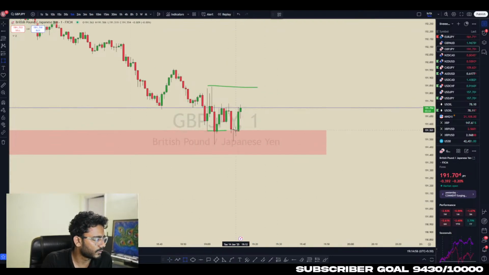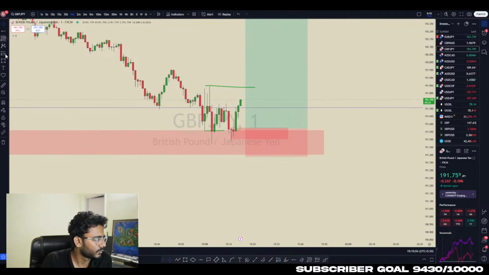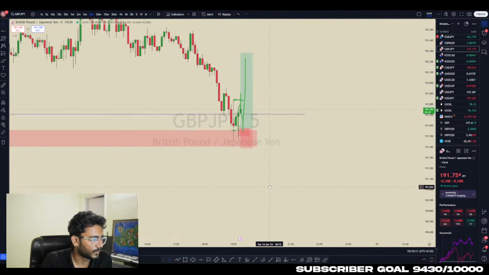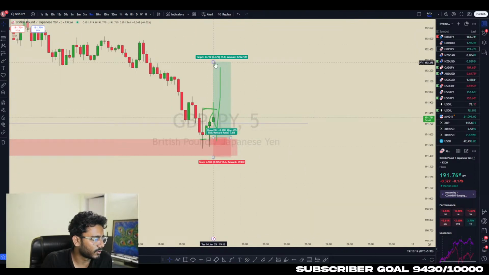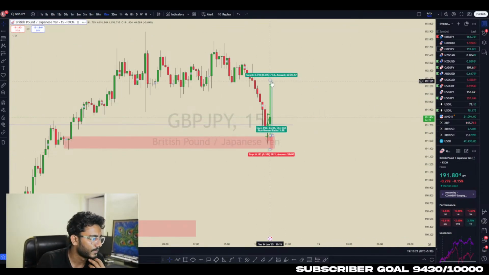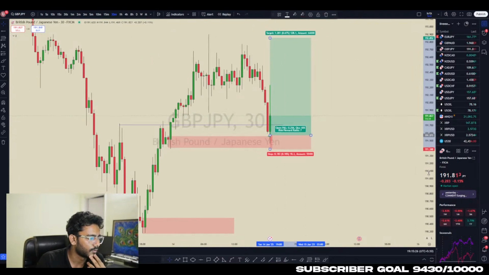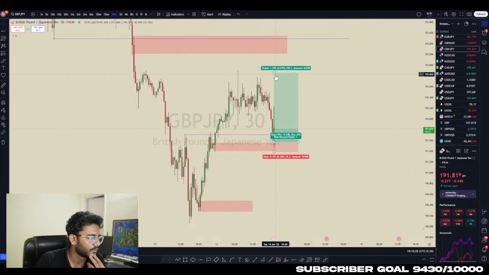Or you can look at this low, this low. Price took this liquidity, wait for price to break this high, and then continuation can happen. So price can continue to the upside. So this will be the order block, and the next high will be our take profit. And yeah, so it's around 1 to 9 RR.